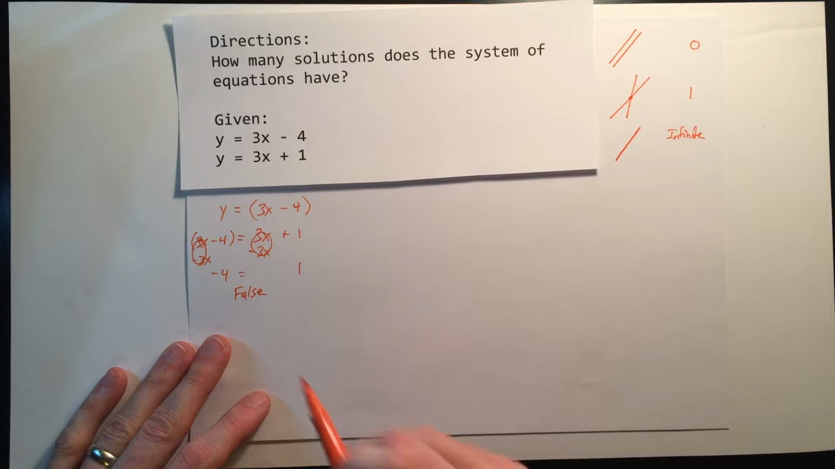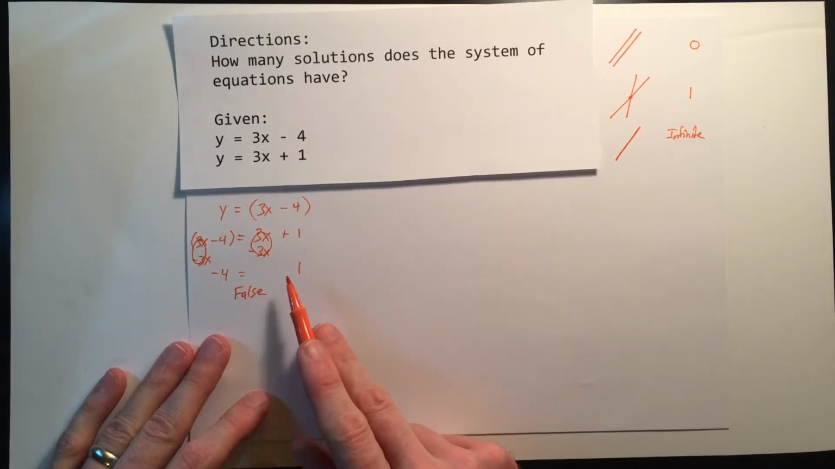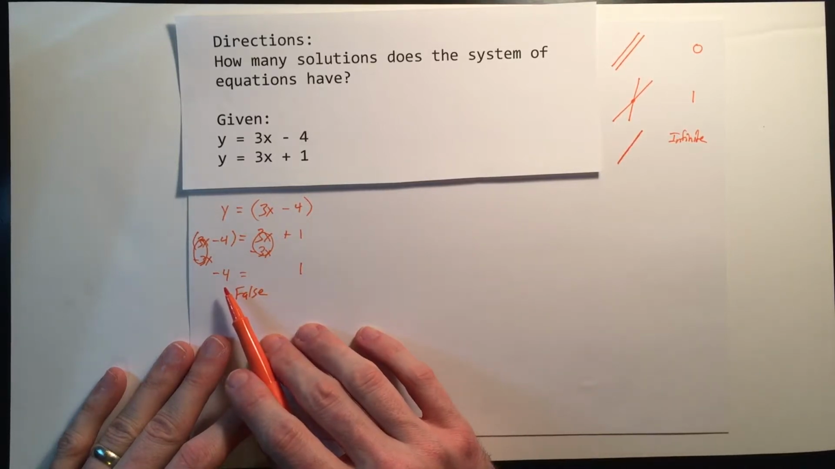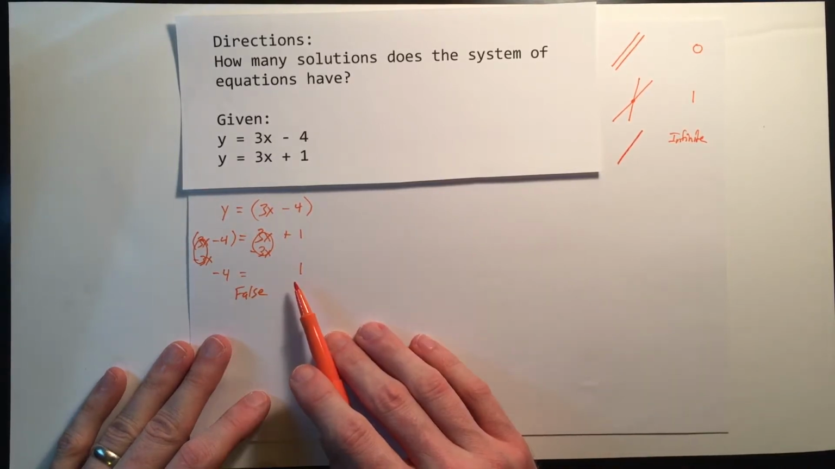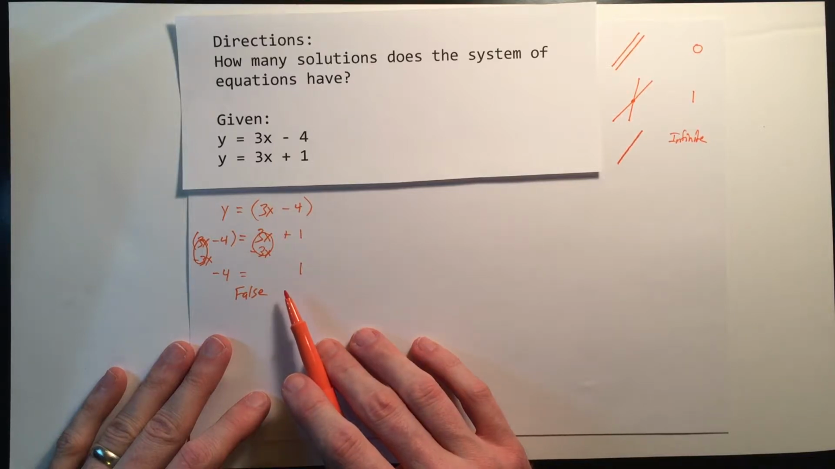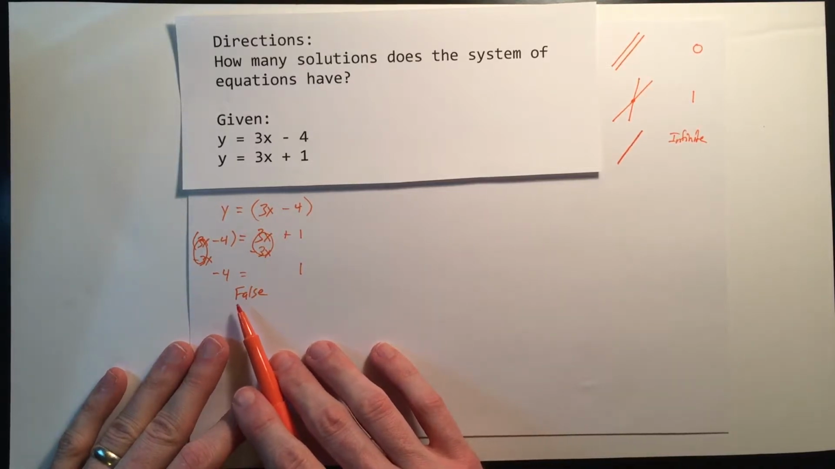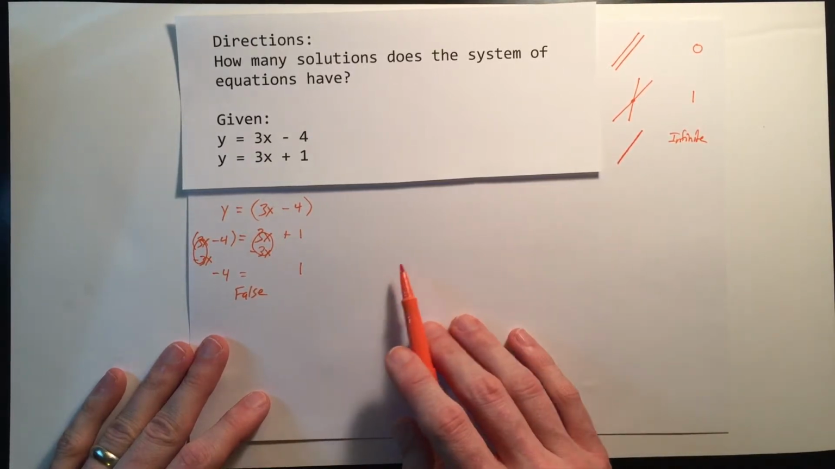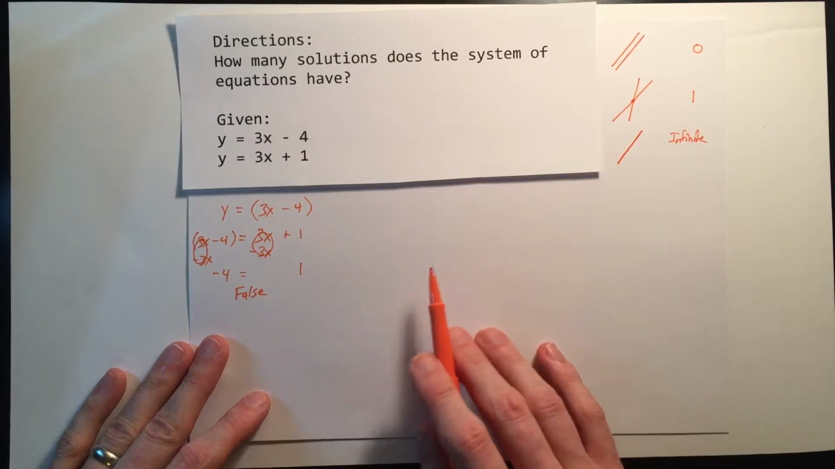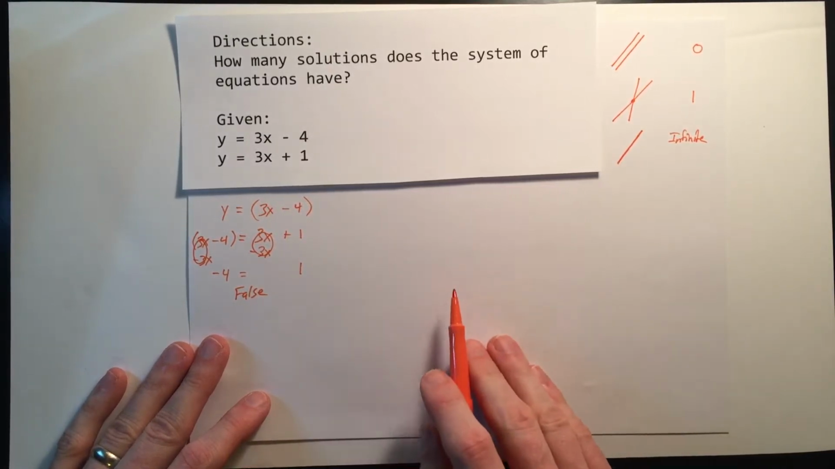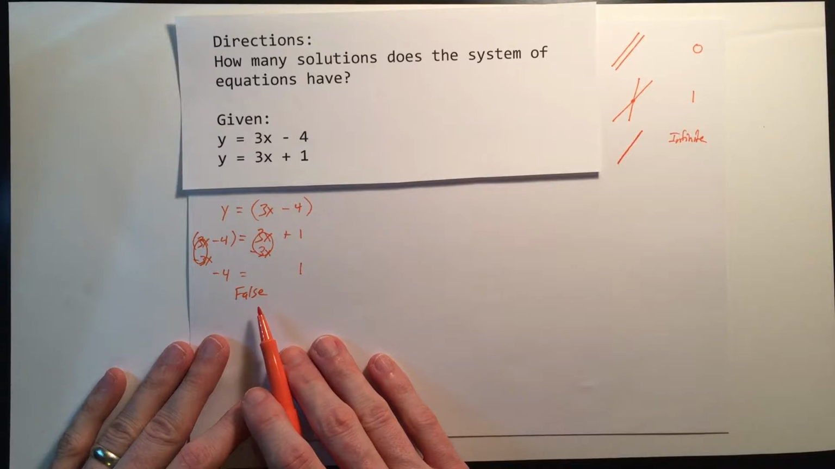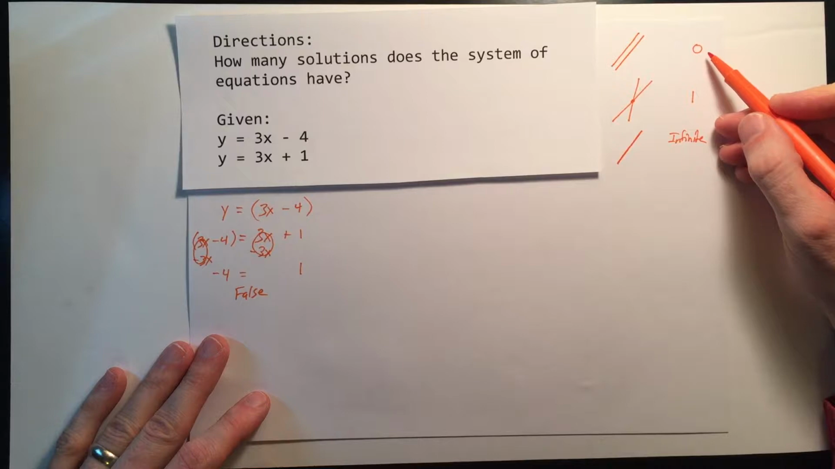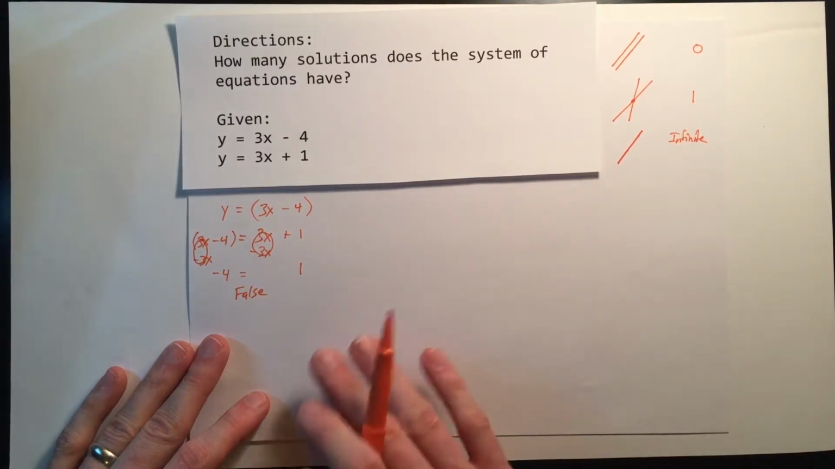And anytime you end up with a result when you attempt to solve a system of equations and you don't actually end up with an x or a y left at the end, there's one of two possible results that you can see. You can either see a false result like this, or you can see a true result. So for example, if this had said -4 equals -4, that would have been a true result. But we didn't get a true result here. We got a false result. And a false result means that there are 0 solutions. False means it's not possible.